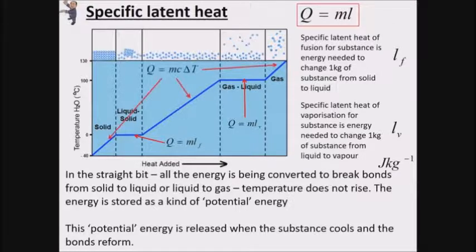Now the slopey bits. What's going on here is this is normal specific heat capacity. So you've got the energy added is equal to the mass times the specific heat capacity times the change in temperature. So here we're heating the solid, and the amount of energy we put in depends on the mass and the change in temperature that it goes through. The flat bit, this Q equals MC delta T, does not apply. So it's just a matter of getting your head around what we mean by specific heat capacity, specific latent heat, and how you can graphically show these on this temperature versus energy added graph.